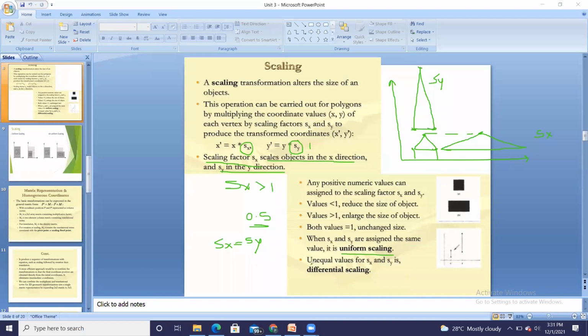And when Sx and Sy are not the same, then you can expand it on x or you can expand it on y, or even compress it on any one of them. So that is called differential or non-uniform scaling. Okay, getting up to this? Yes, ma'am. Right. So we will stop here for today.